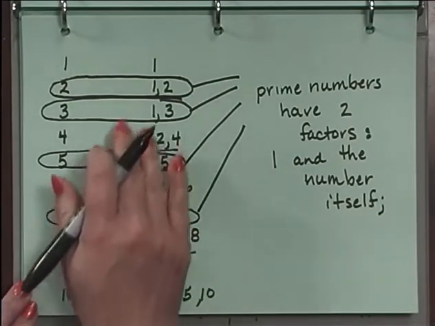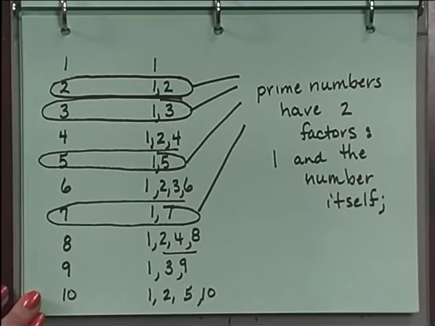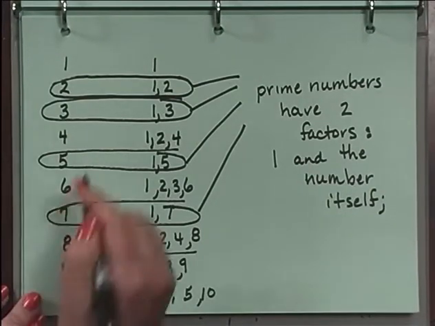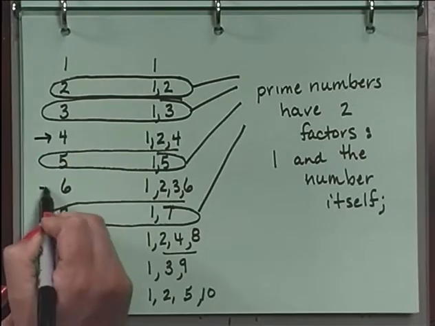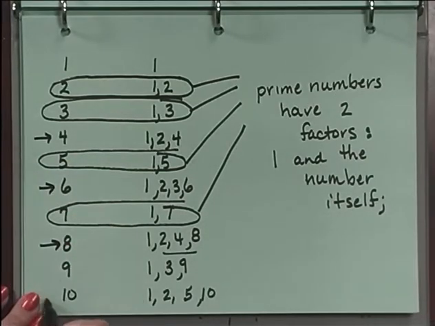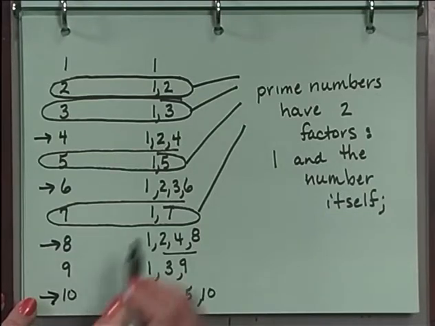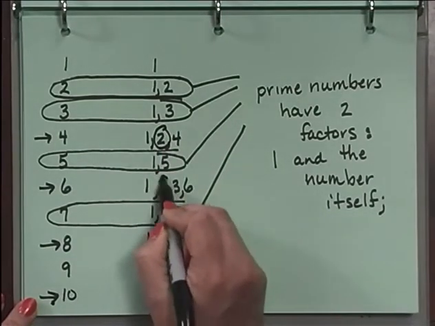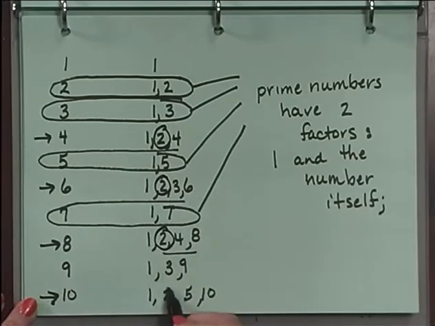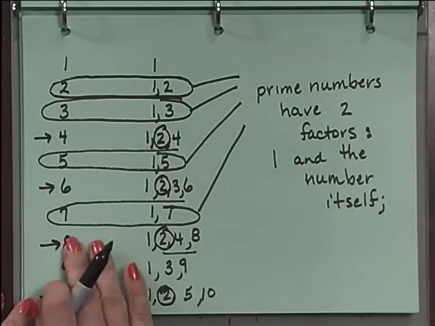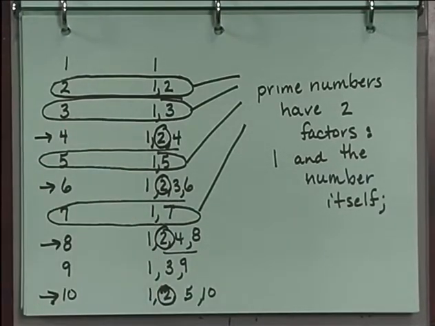So these numbers which have 2 factors are called prime numbers. Now look at your even numbers other than the number 2. The numbers 4, 6, 8, and 10. What do all of those numbers have in common? Well, notice that all of those numbers have 2 as a factor. All even numbers will always have 2 as a factor.